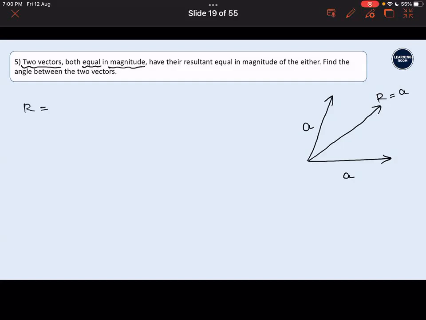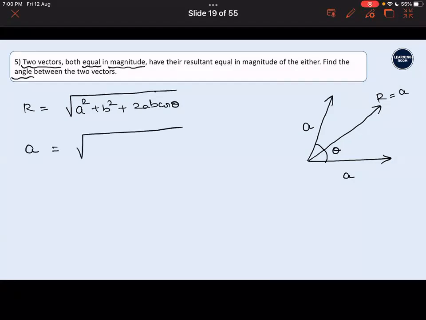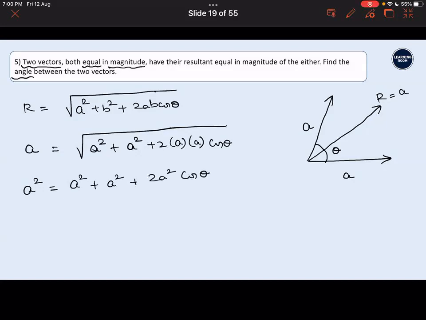So R is equal to root of A square plus B square plus 2AB cos theta. So if you observe the value of theta here, that is what we need to find. Find the angle between the vectors. So R is how much? R is A, is equal to root of A square plus B is also having magnitude A. So it is A square plus 2 into A into cos theta. So squaring on both the sides, you get A square is equal to A square plus 2A square cos theta.